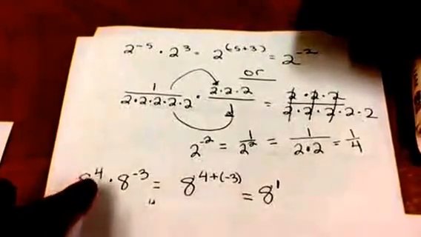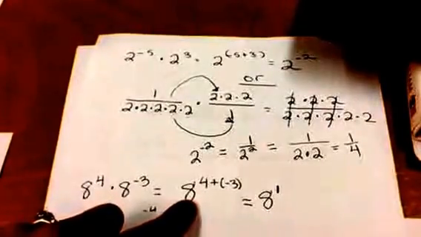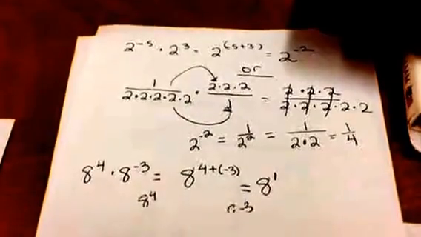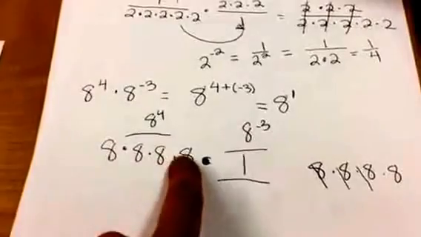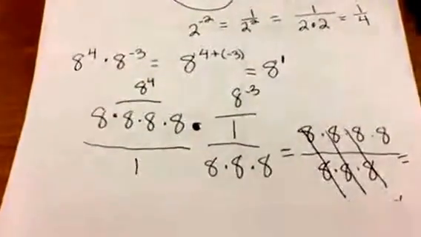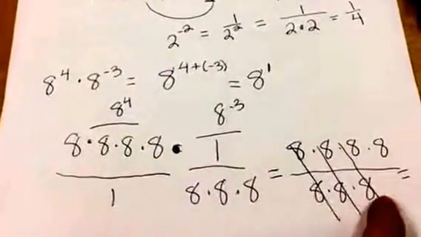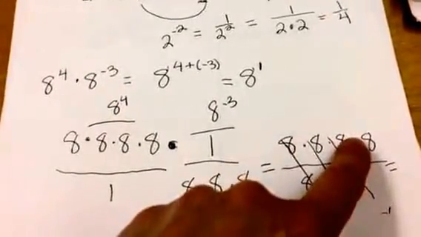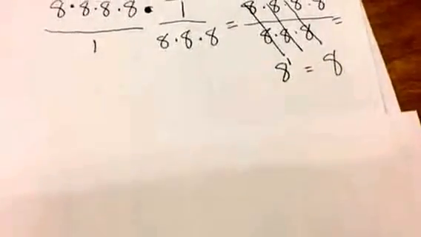Here I have 8 to the 4th power times 8 to the negative 3rd power. So I can add them, I'll know what to expect. 8 to the 4th power plus negative 3 equals 8 to the 1. So again, I can expand that out. 8 to the 4th power, 8 times 8 times 8 times 8 over 1, times 1 over 8 times 8 times 8. When I multiply everything together, I'll have 4 8's on the top, 3 8's on the bottom. These 3 sets will cancel, and what I'm left with is 1 8. So my answer is 8 to the 1st power, or 8.